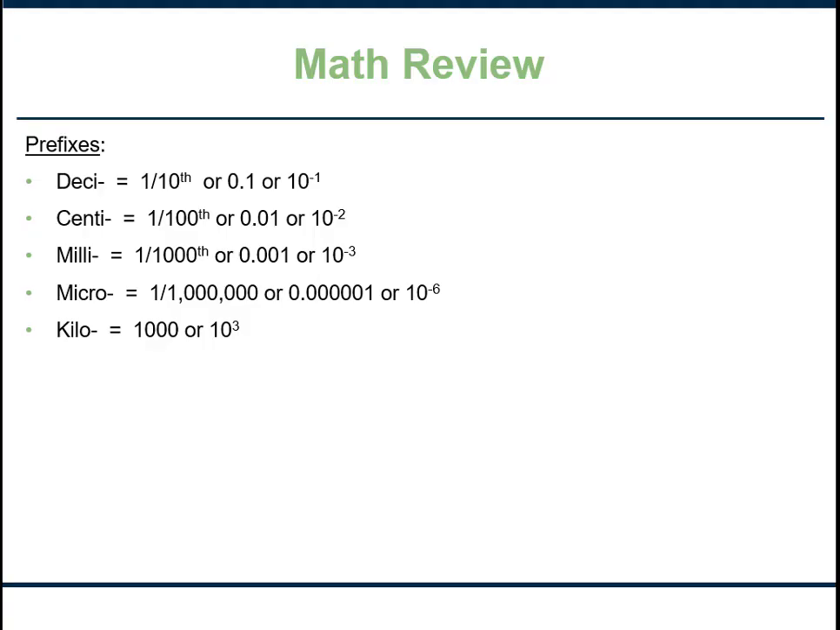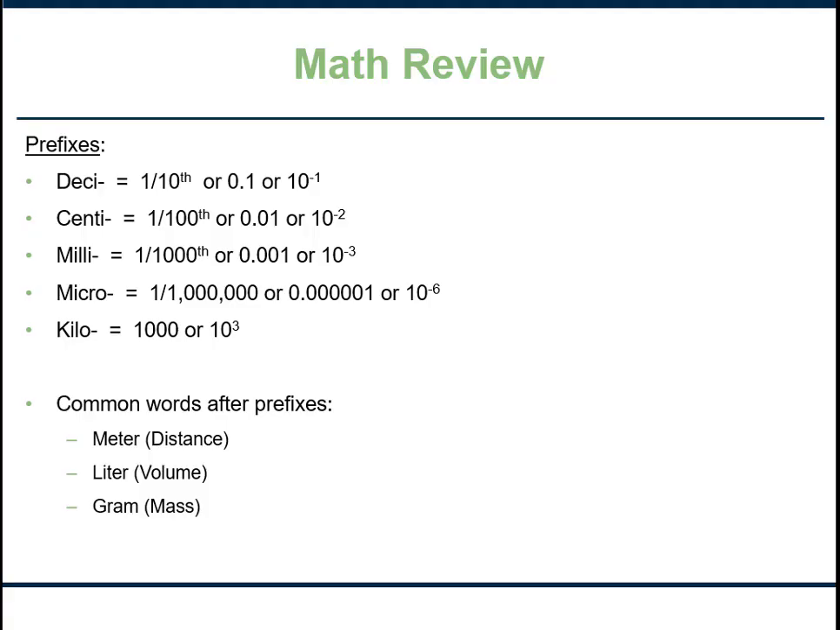Now, these prefixes are commonly used with several different types of words that you should also be familiar with, and I'm sure you are. Meter, which means distance, liter, which means volume, and gram, which is talking about mass. So for instance, we could have a deciliter, which is 1/10 of a liter. A centimeter is 1/100th of a meter. So you can see how you can break these up. A kilometer, as we know it, is 1,000 meters.